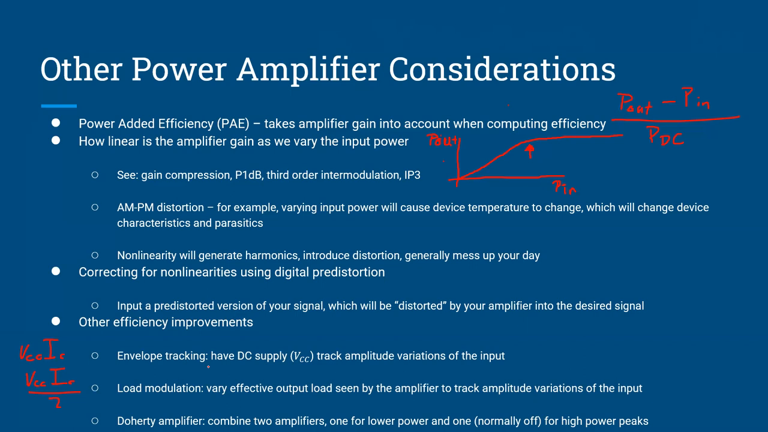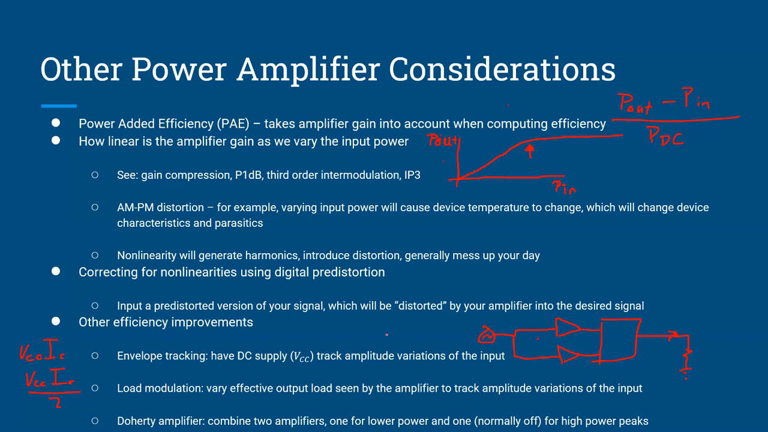And then the last one I have listed here is a Doherty amplifier. And that's kind of cool. The way it works is you have two amplifiers. One is for low power and the other one is for high power. So, you know, simple block diagram might look like this. You have one amplifier, you have another amplifier, you have your input signal, and it goes to both. And then there's some magical network here that I won't go into. And that goes to your load.